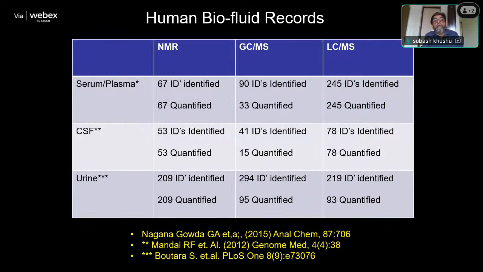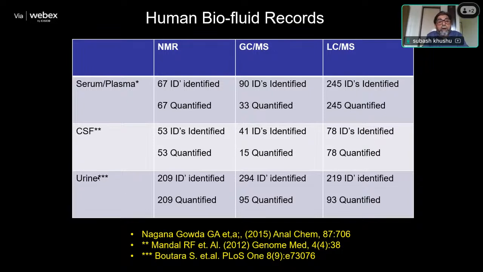For metabolic profiling of these biofluids, you need to do one dimensional proton spectroscopy to look at the profiles. If you look at the human biofluid records through NMR, 67 individual components have been identified, and all 67 have been quantified also. In LCMS, 245 have been detected, because of the high sensitivity of LCMS over NMR. Then in CSF, 53 biochemicals were identified, and all 53 have been quantified. In LCMS also, there's a comparison only between NMR and LCMS, you can see 78, and 78 have been quantified.